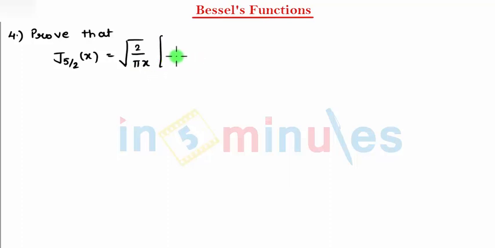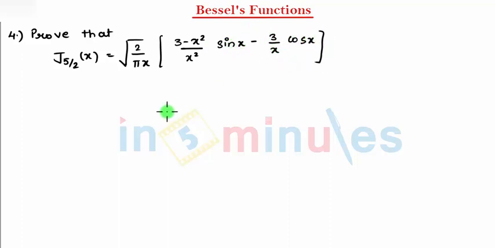Sum number 4. Prove that J of 5 by 2 of x is equal to under root of 2 by pi x multiplied by (3 minus x square) divided by x square into sin x minus 3 by x into cos x.